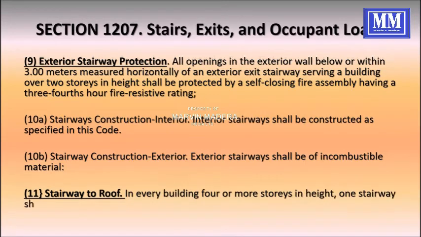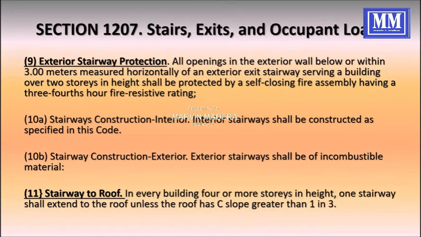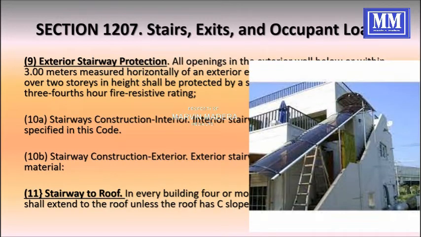Stairway to roof. In every building 4 or more stories in height, one stairway shall extend to the roof unless the roof has a slope greater than 1 in 3. We are talking about the stairways to the roof, and in this figure is a sample of a stairway to the roof; the ladder there is excluded.